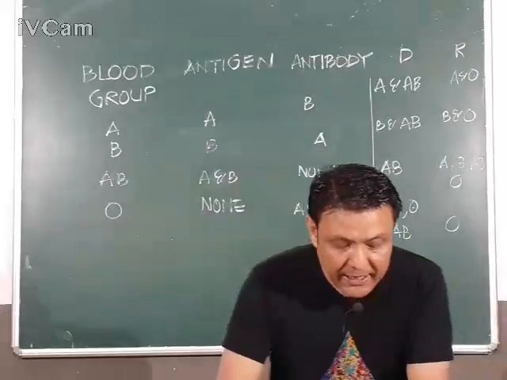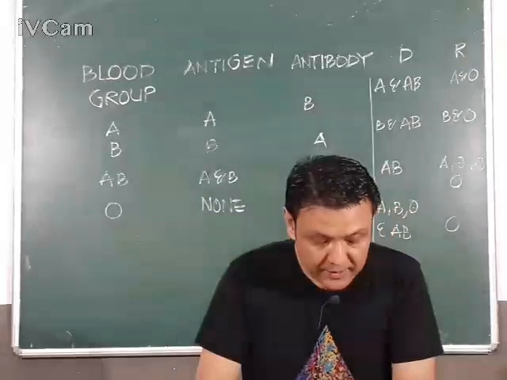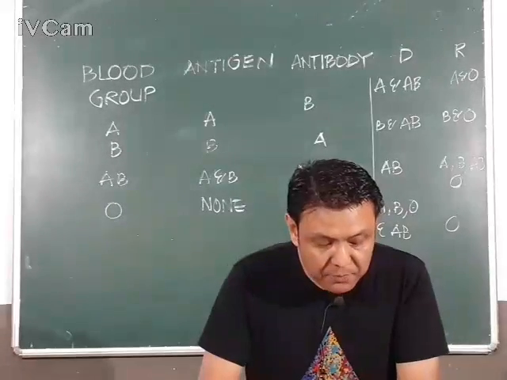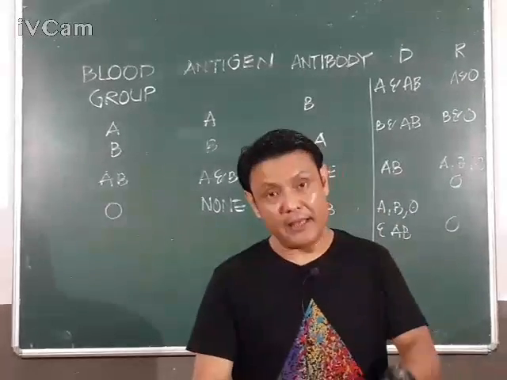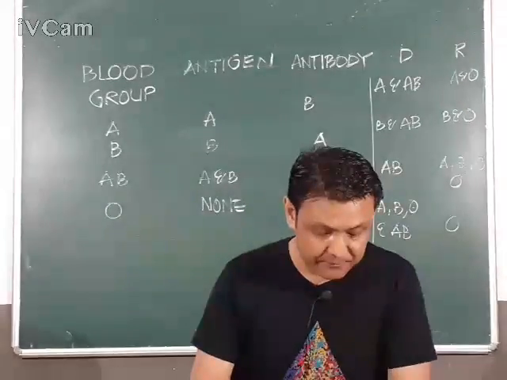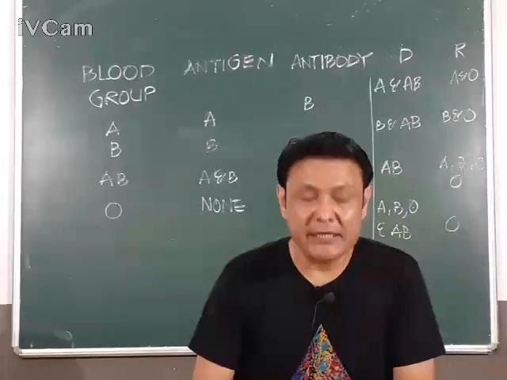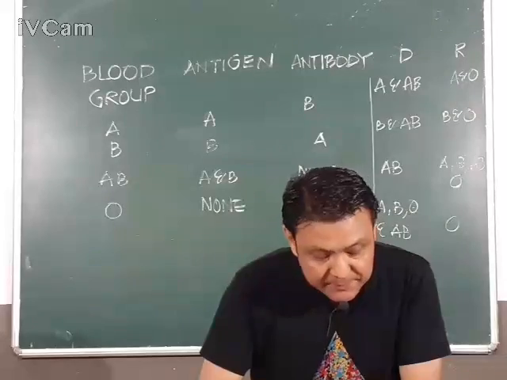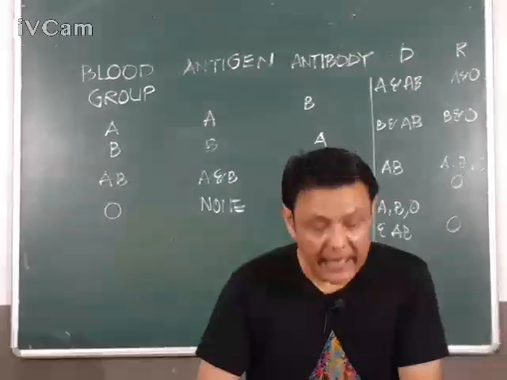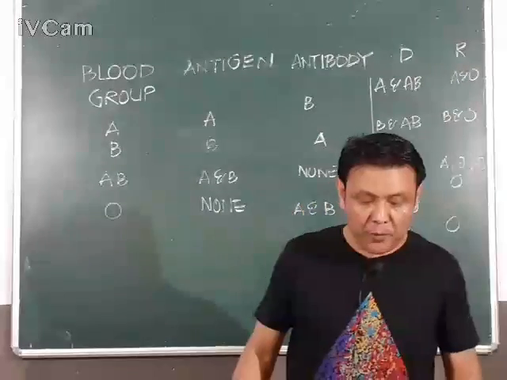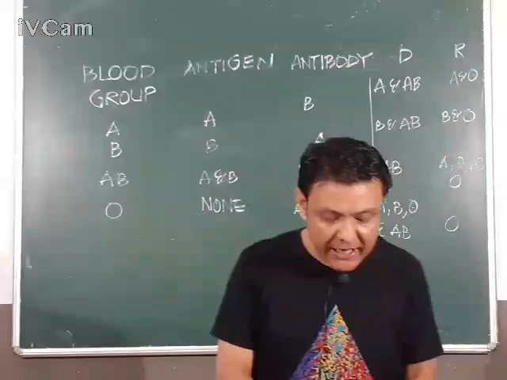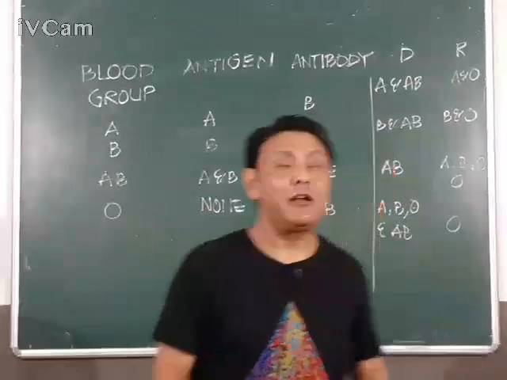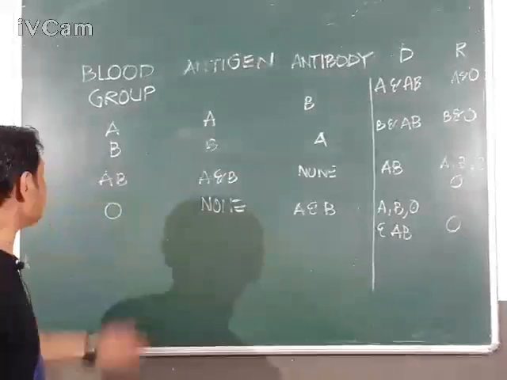The blood group A has antigen A and antibody B. Blood group B has the antigen B but the antibody A. We have opposite antibodies. Blood group AB has both the antigens but no antibodies, whereas blood group O has neither the antigen A nor B but both the antibodies A and B, as we can see here.